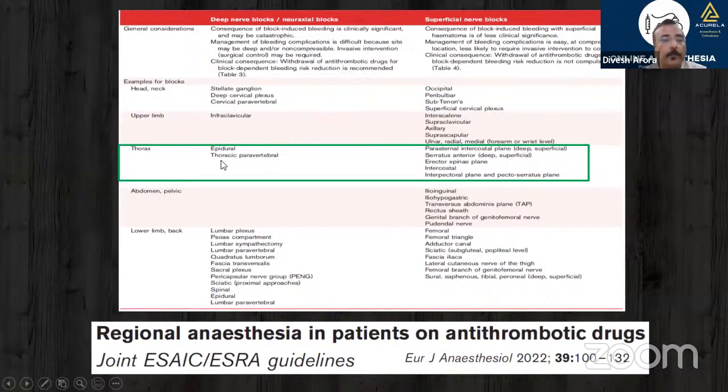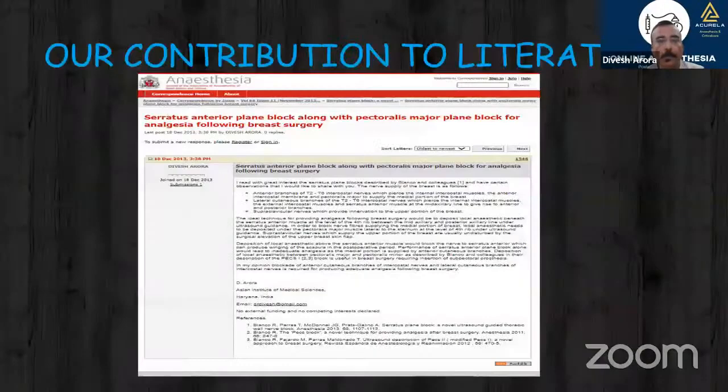In context of the thoracic wall, you have to avoid epidurals as well as paravertebral, but you can certainly use parasternal blocks, serratus anterior, erector spinae, intercostal, as well as PECS block. But as a word of caution, I'll mention the deep parasternal intercostal plane block or the transversus thoracic plane block. It's very close to the internal mammary artery. Although they're recommended, these recommendations are for experienced anesthesiologists. As a beginner, do not attempt it in an anticoagulated patient.